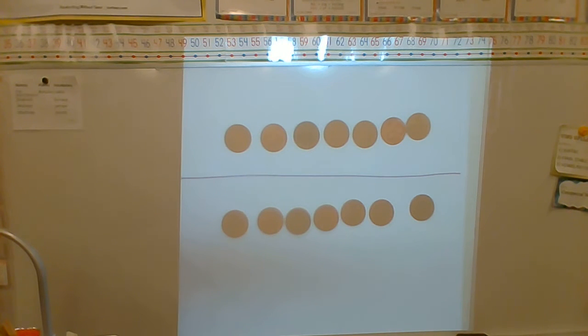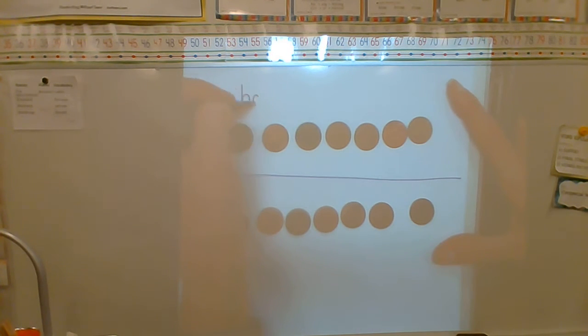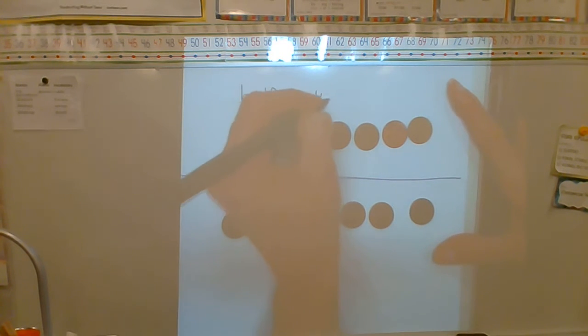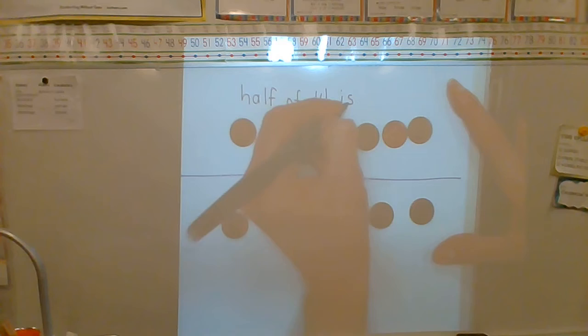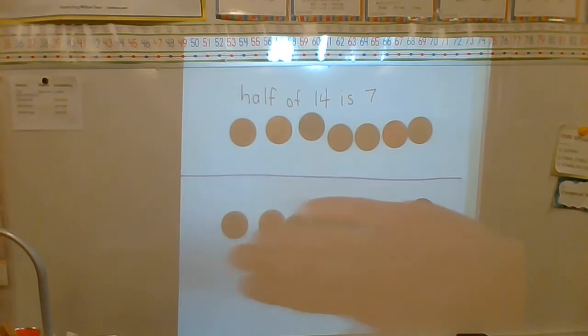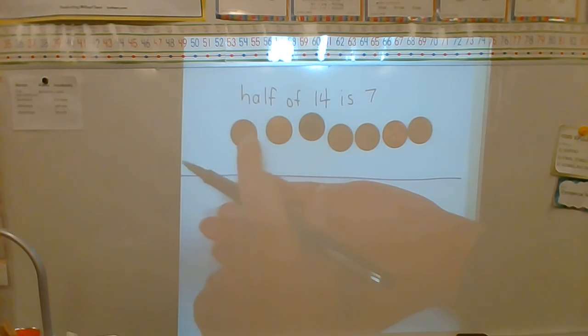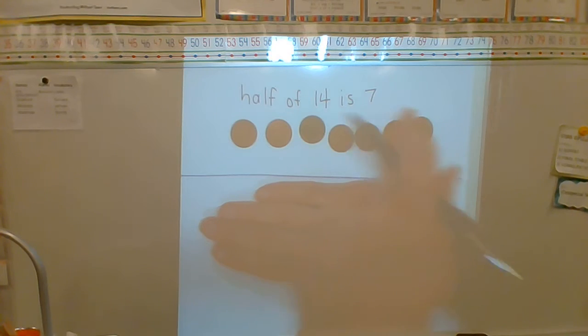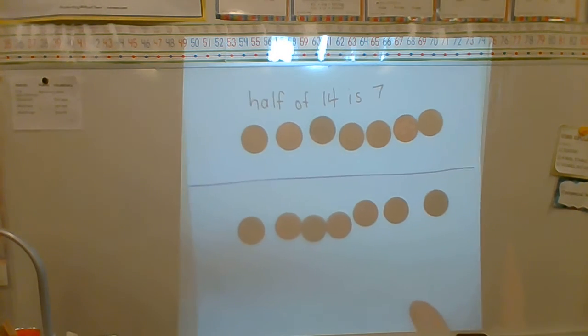Okay? And how do you know this is fair? That's right, because both sides are equal or they're the same. So we might say 1/2 of 14 is 7. So if I cover up half, what do I see? 1, 2, 3, 4, 5, 6, 7. That's right. 1/2 of 14 is 7.